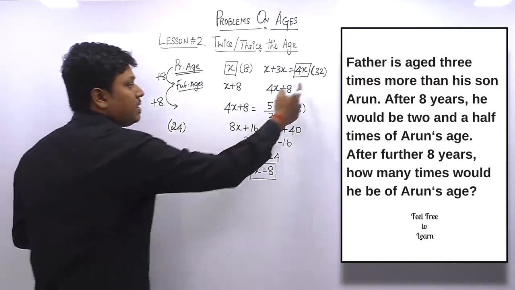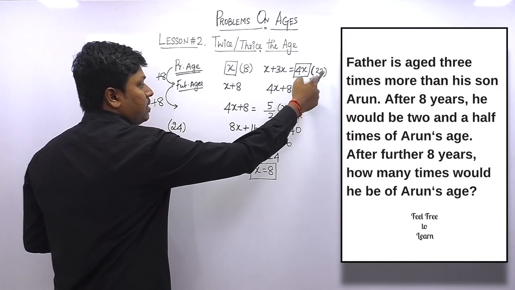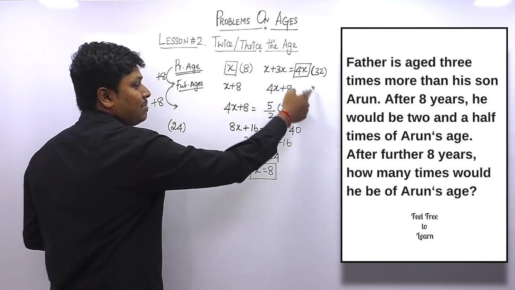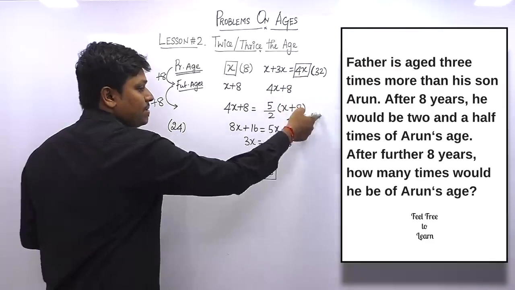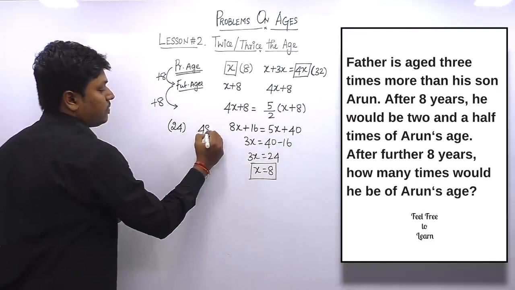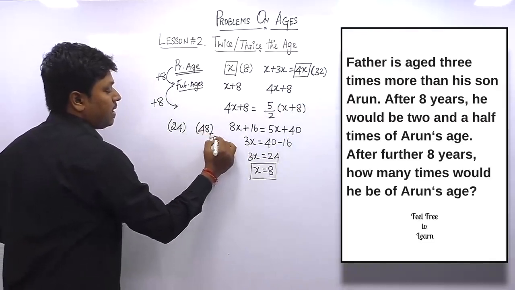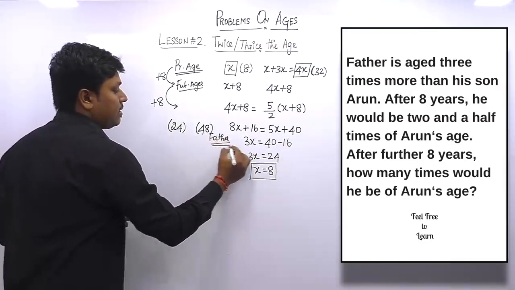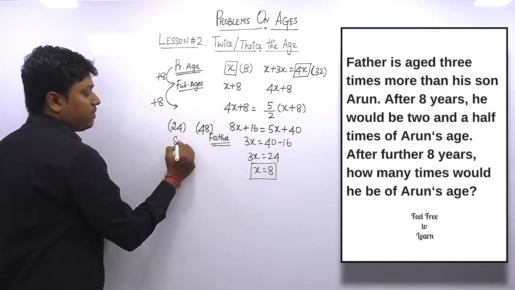Next is the father. The father's present age is 32. First 8 years and a further 8 years will be 16 years. So 32 plus 16 will be 48. So 48 will be the father's age after 16 years, and the son's age will be 24 after 16 years.